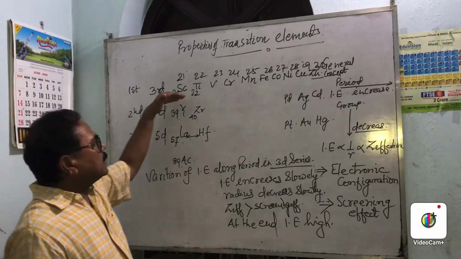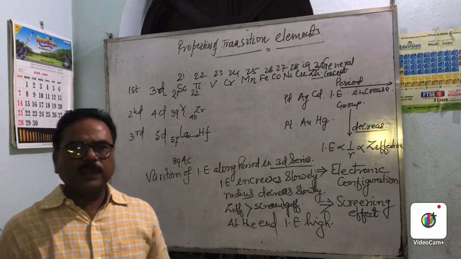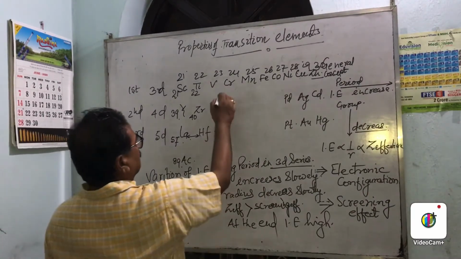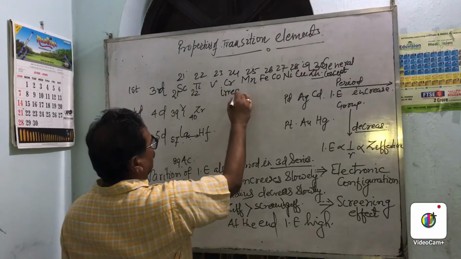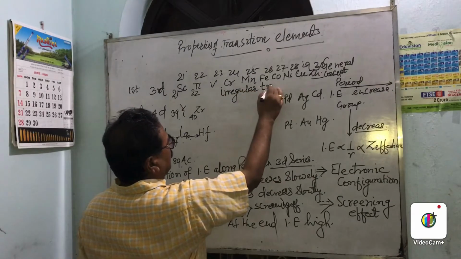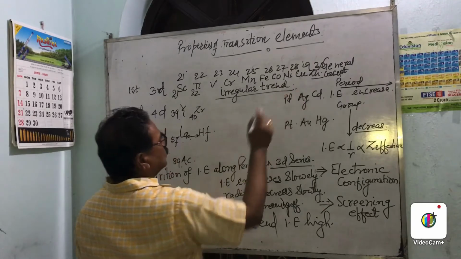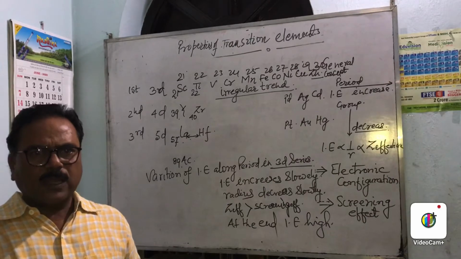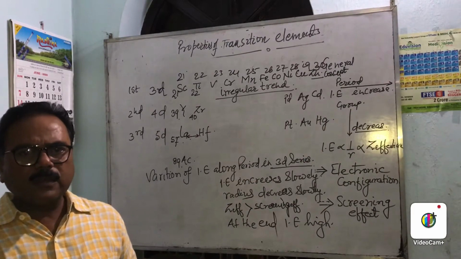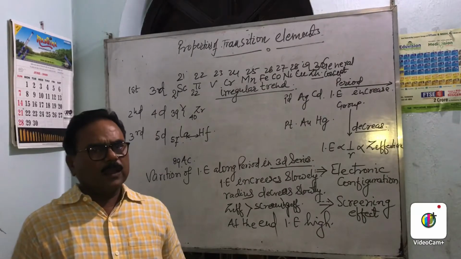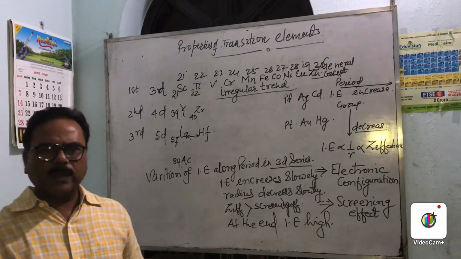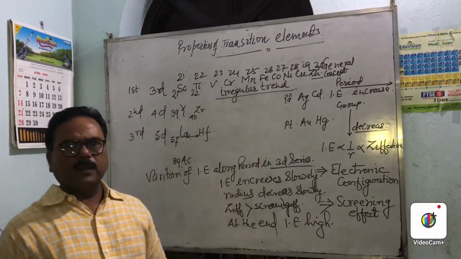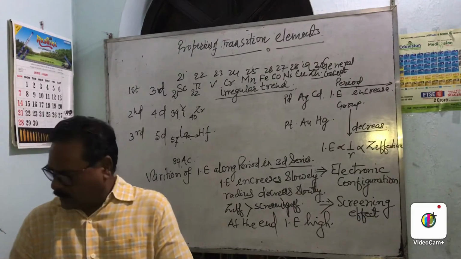So there is an irregular trend in the variation of ionization energy. This irregular trend is due to the removal of electrons from the s and d subshells, which alters the energy of the orbitals. This is the s orbital and the d orbital. That's why there is an irregular trend in the energy. Now we discuss.